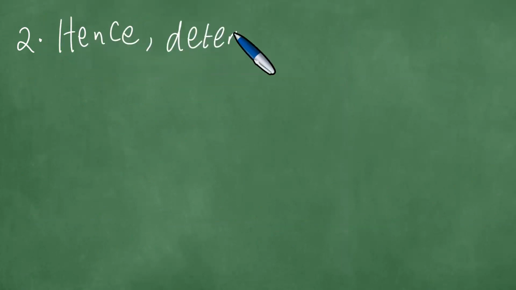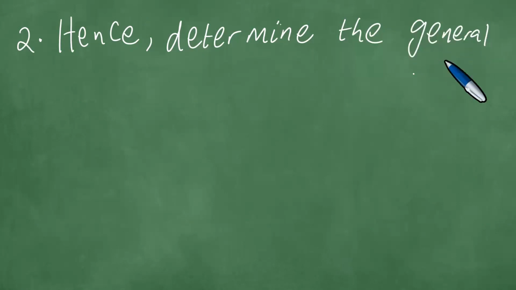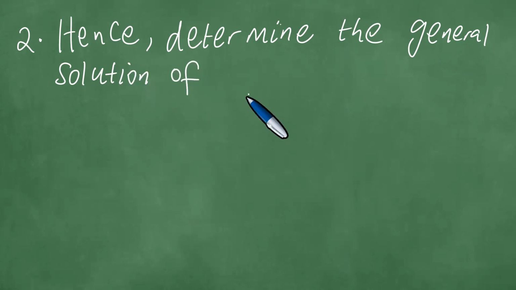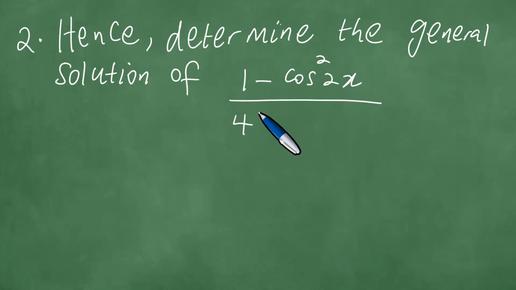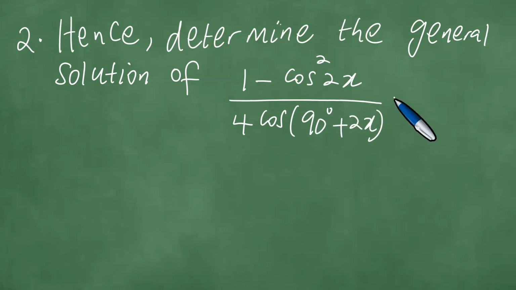The question says, hence determine the general solution of 1 minus cosine squared of 2x divided by 4 cosine of 90 degrees plus 2x equals 0.21. Okay, now you need to determine the general solution of this one.